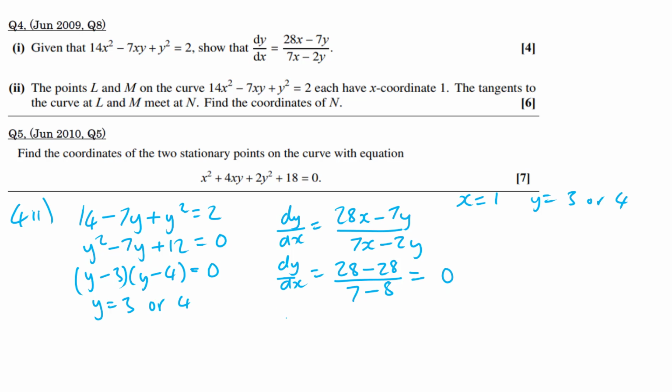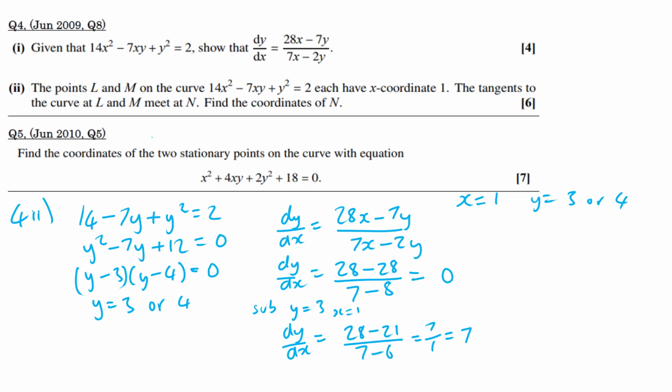Could be this point. Now let's try subbing in y equals 3. So dy/dx will equal 28 minus 21. Let's say x equals 1 still. And that's 7 minus 6, which is going to equal 7 over 1. So the gradient is 7.